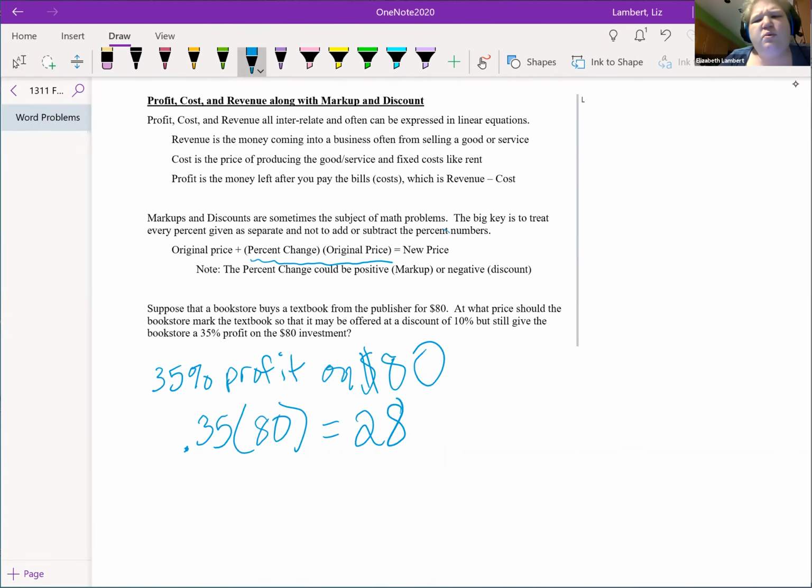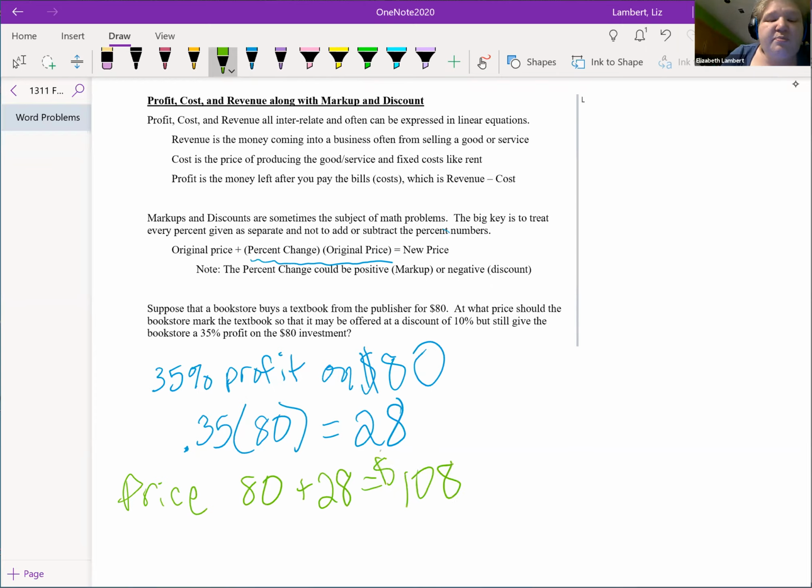You may be thinking, well, that's not the new price. You're right. That is not the new price. That is the markup. That was just doing the part in blue here. I still got to add it to the original price. So the price we want to see is going to be 80 plus 28, which is 108. So this is what I want the price to be after a 10% discount.